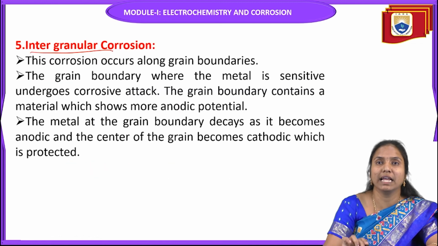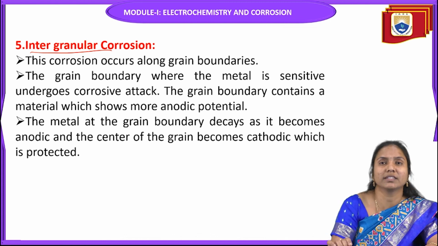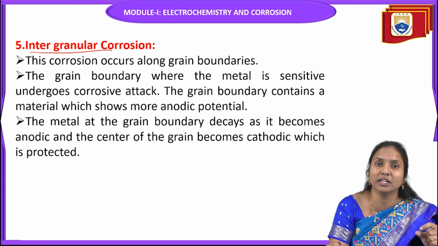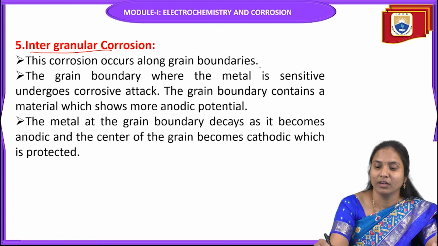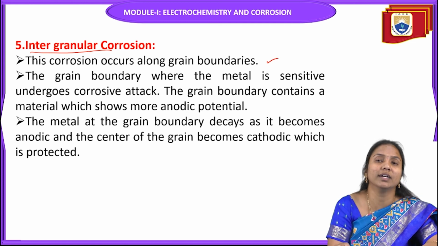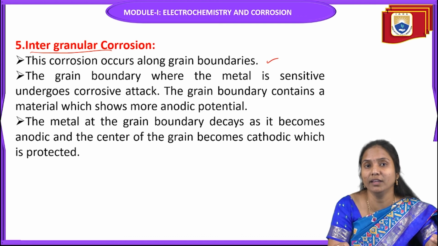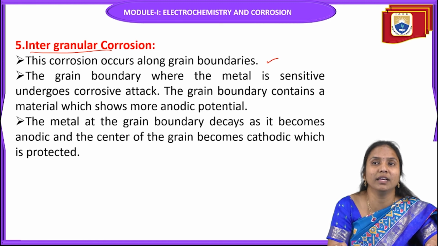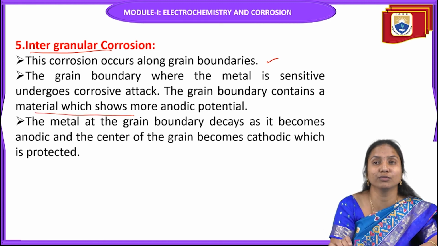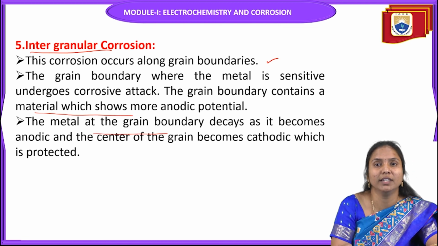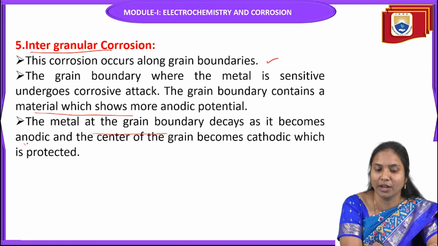Now let's discuss intergranular corrosion. This corrosion occurs along grain boundaries. Grain boundaries, that means nut edges. This type of corrosion occurs mainly along grain boundaries. At the grain boundary, the metal is very sensitive, so it easily undergoes corrosion. The grain boundary contains material which shows more anodic potential, so it easily undergoes corrosion. The metal at the grain boundary becomes very anodic.